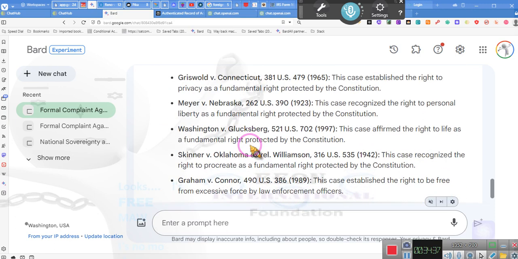You have to sue these agents, these officers. This case establishes the right of privacy as a fundamental right protected by the Constitution. Case recognized personal liberty, fundamental right. Hold on, wait a minute. Give me a second. Let me correct them.